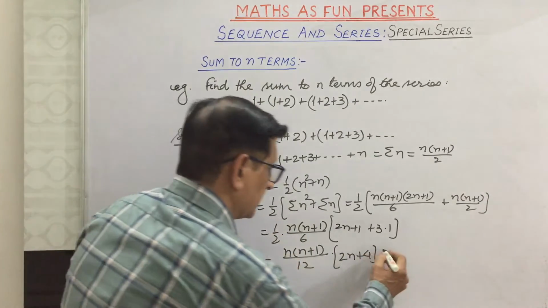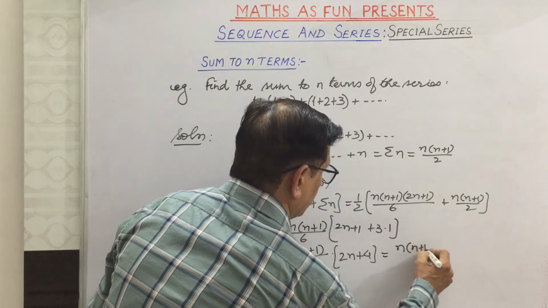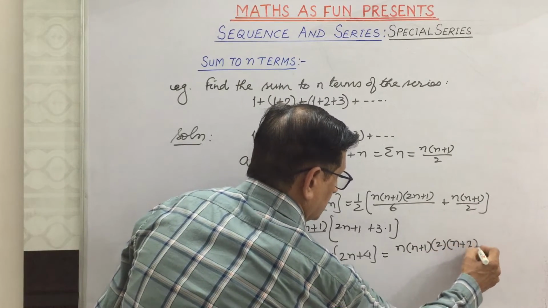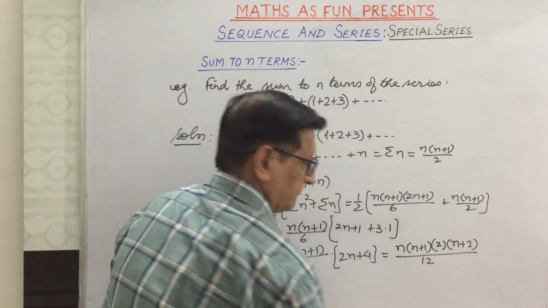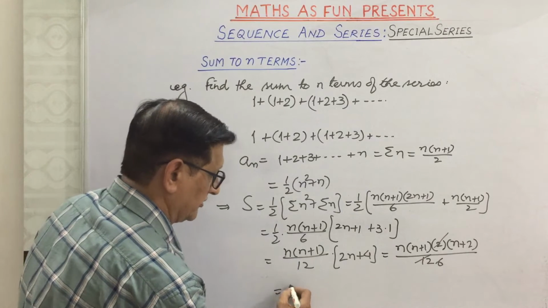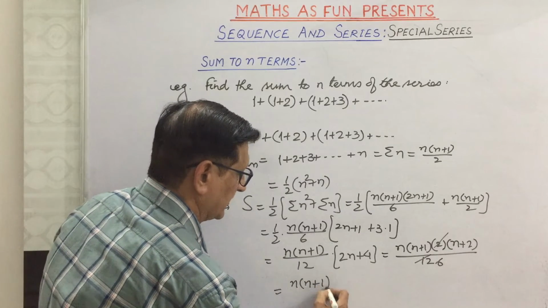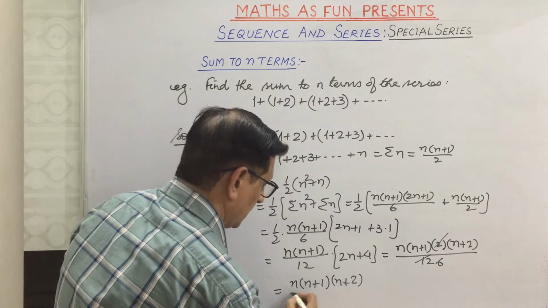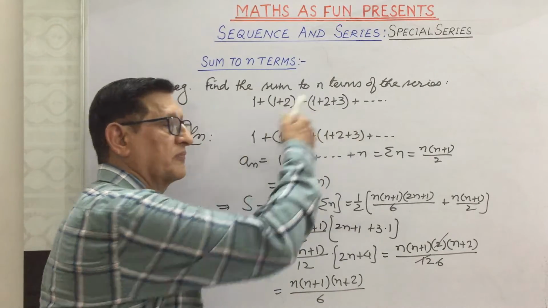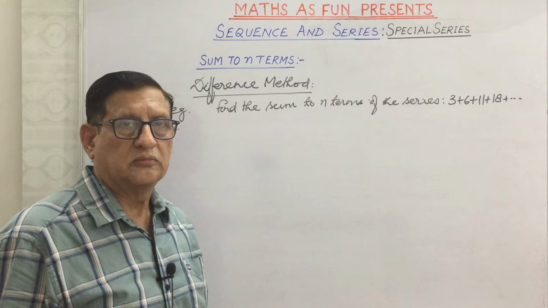If we take 2 common from this, it is n into n plus 1 into 2 into n plus 2 divided by 12. This 2 cancels this 6 times. So we are getting here n into n plus 1 into n plus 2 by 6. This is the sum of n terms of the given series.